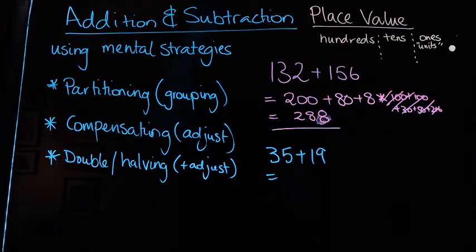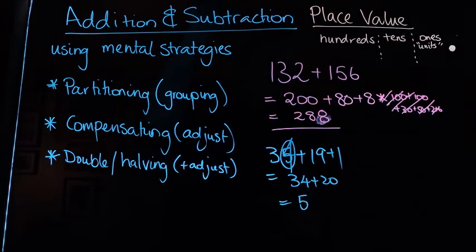But if I do that, I might use, out of the 5 here, I might change that to a 4 and just add 1 there. So in actual fact, what I write is 34 plus 20. And then I do the final step where I add these things together to get 54.